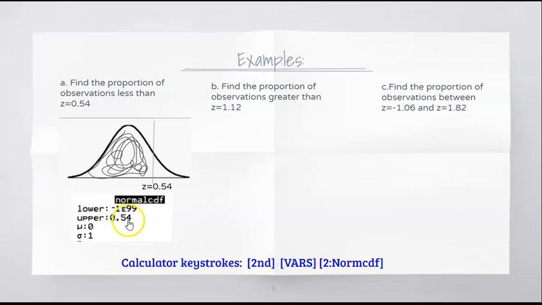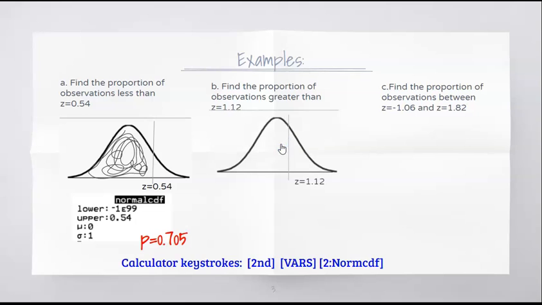Now, the upper is asking, what's the upper boundary of your shaded portion? Well, in this question, our upper boundary is 0.54. And then it asks me, what is the mu and what is the sigma? Well, it's standardized because I'm using z. My mu is always 0 and sigma is always 1. So when I put that in my calculator, I get a proportion of 0.705.